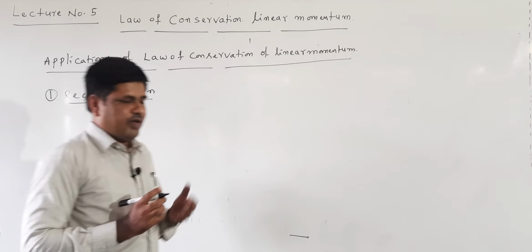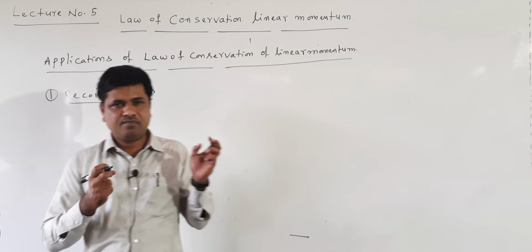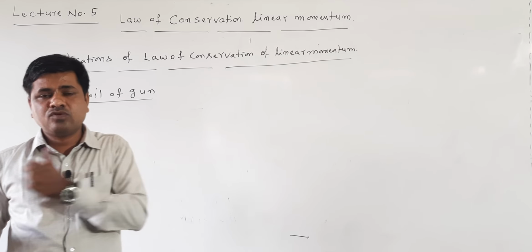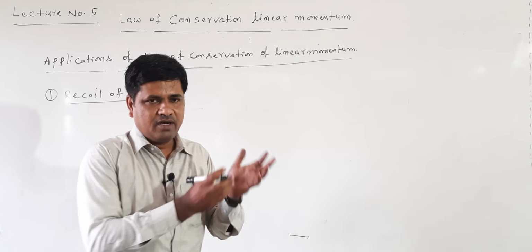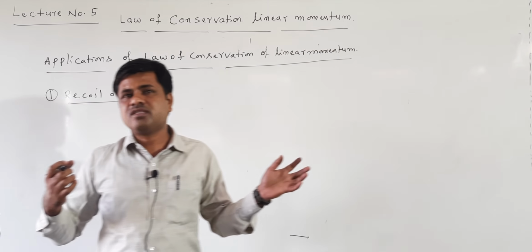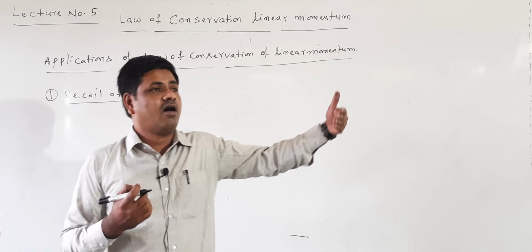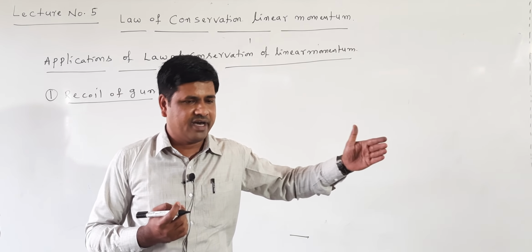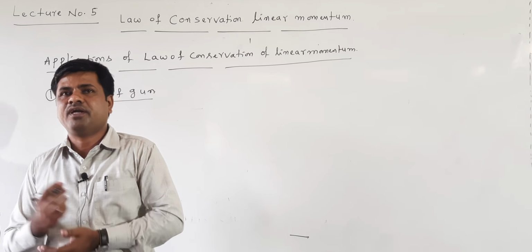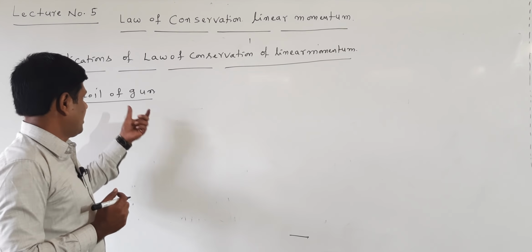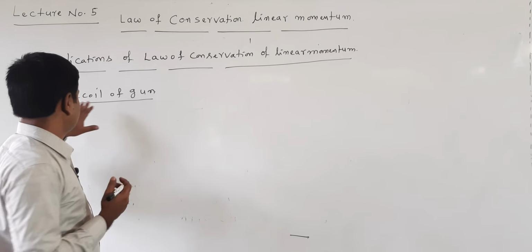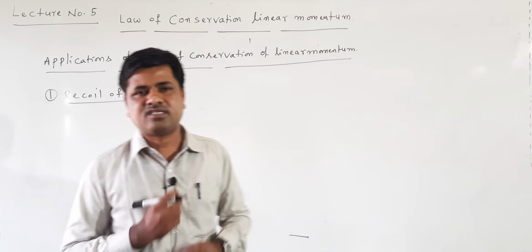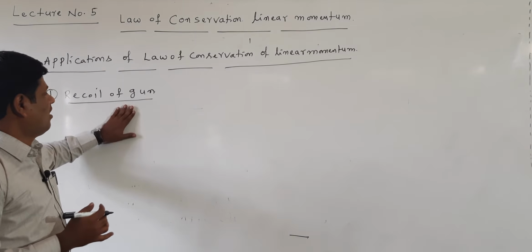Suppose when the bullet is fired from the gun, the bullet moves in the forward direction, and the gun moves in the backward direction. That direction is opposite to the direction of the motion of the bullet. Suppose the bullet is moving in the forward direction, the gun will move in the backward direction. This is called recoil of gun. It means the gun is coming in the backward direction with some velocity. That is called recoil of gun.